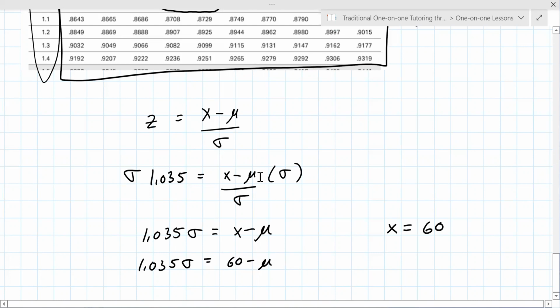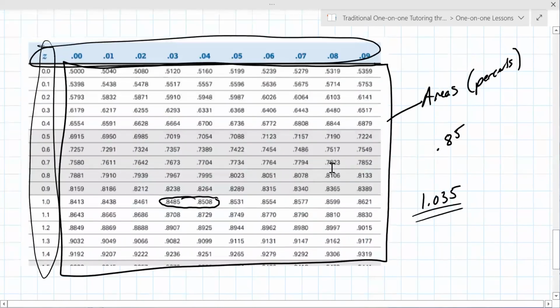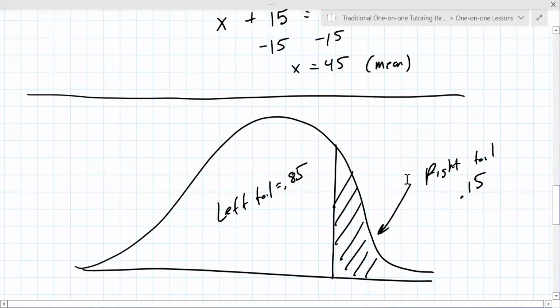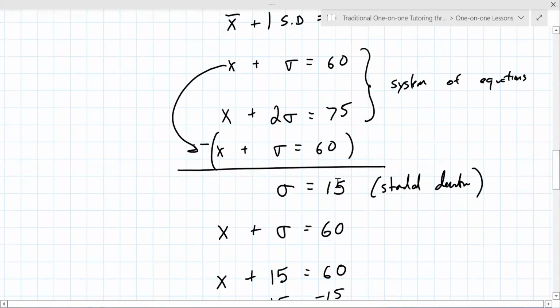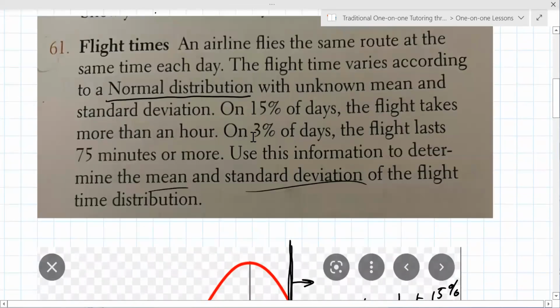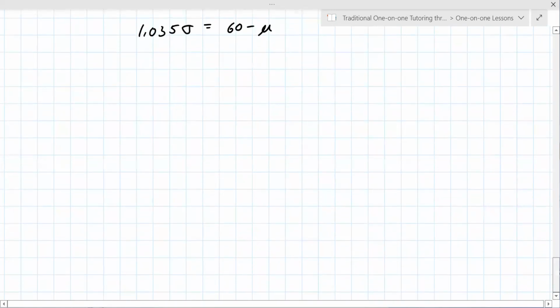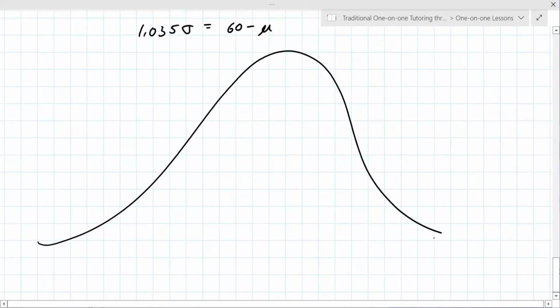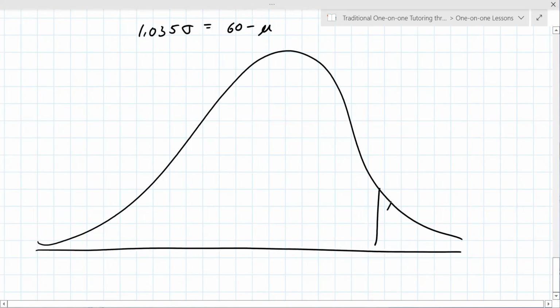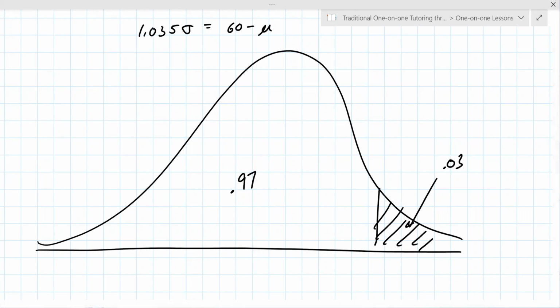So we have to do the same thing now for the other one. If we go back to this picture, the first one was 0.15 in the right tail. If I go all the way back to the problem, now we need 0.03 in the right tail. It's basically the same thing again. You've got this normal curve, 0.03 in the right tail, so 0.97 in the left. That's what I was trying to tell you: you never look for right tail. You can only look for left tail.